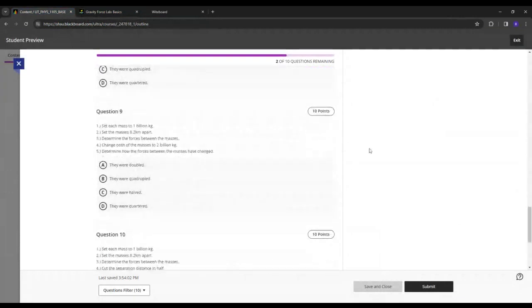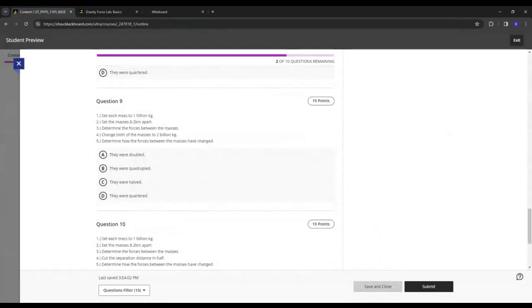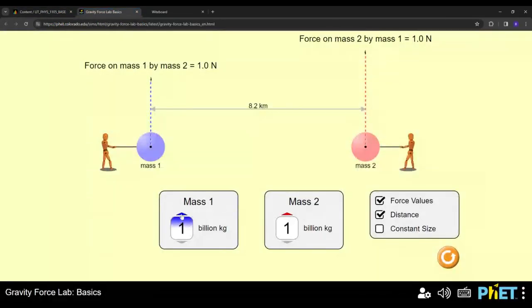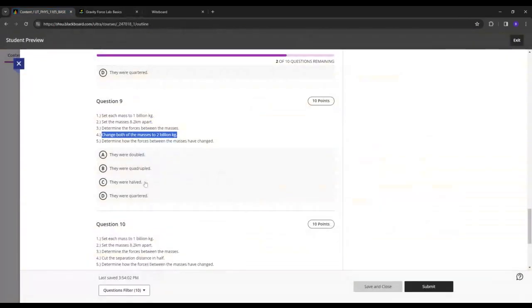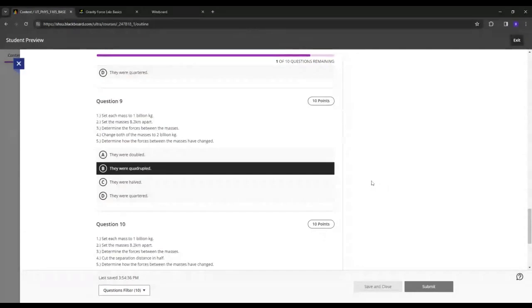Okay, so this time I want to change both of the masses to 2 billion kilograms. So if we double this one, and then be careful, make sure to also double that one. So think about it, we doubled this one and doubled this one, double or 2 times 2. I think it makes sense then that the mass being increased in that way makes the force go 4 times as big, which is quadruple.